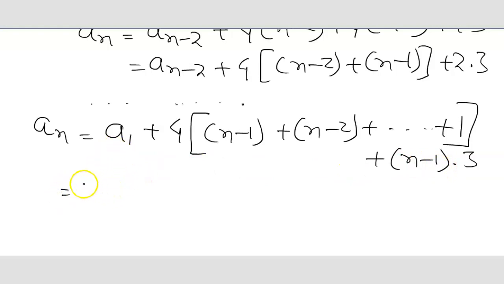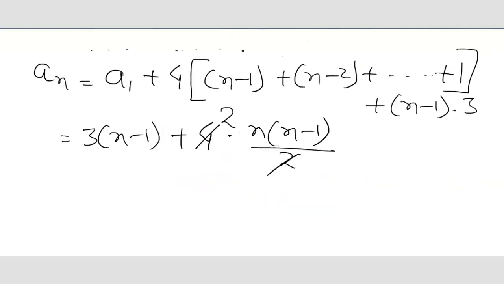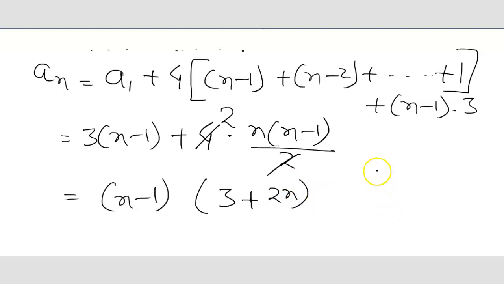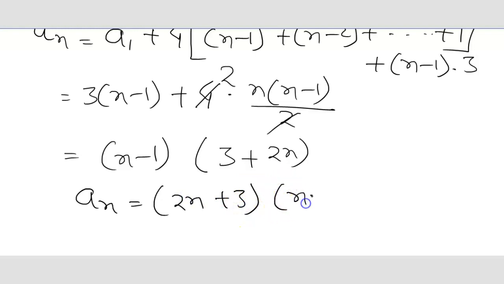Now the first term is 0. So 3 into (n-1) plus, and now we have to calculate this sum. This sum will be n(n-1)/2. This 2 and this 4 cancel out and it results as 2. Now we can take common n minus 1, and if you take common, it simply becomes 3 plus 2n. Right. So here we have a formula for a_n, and the formula is given by a_n = (2n + 3)(n - 1).